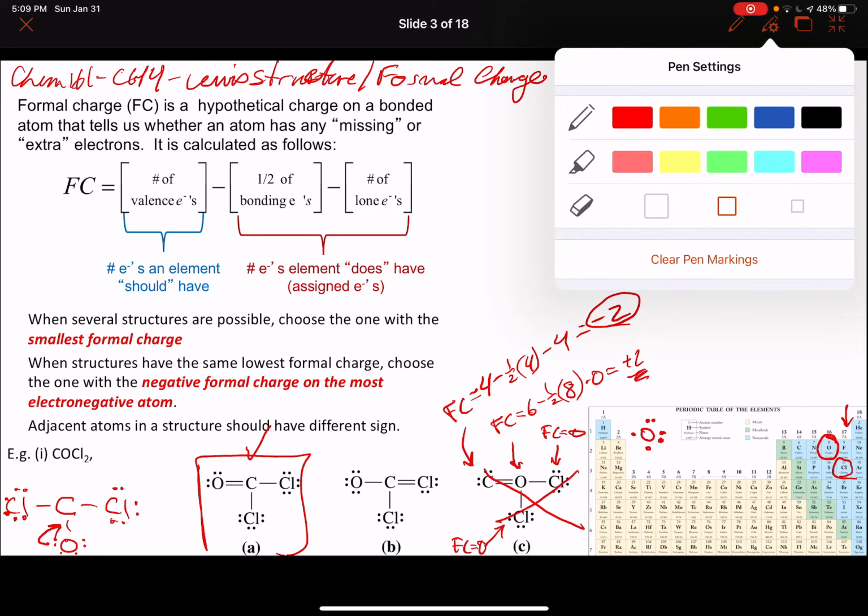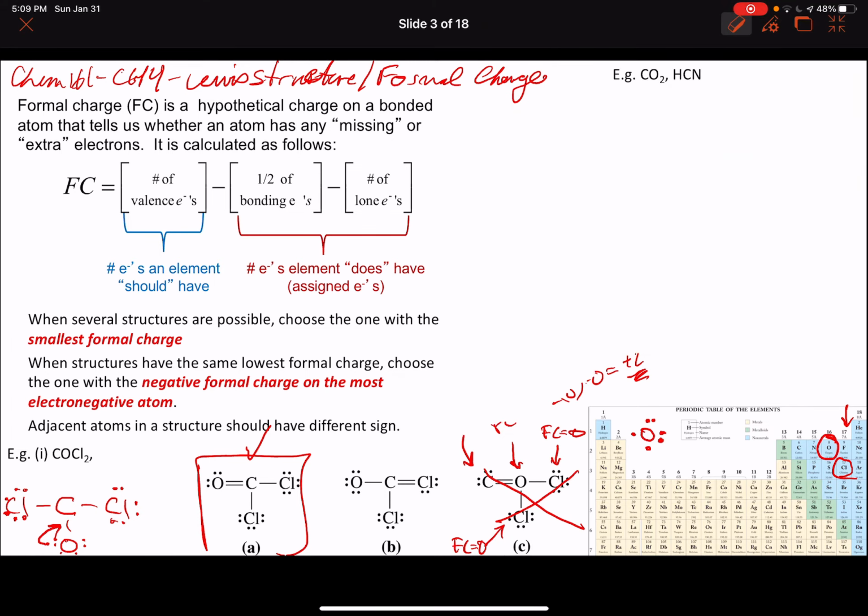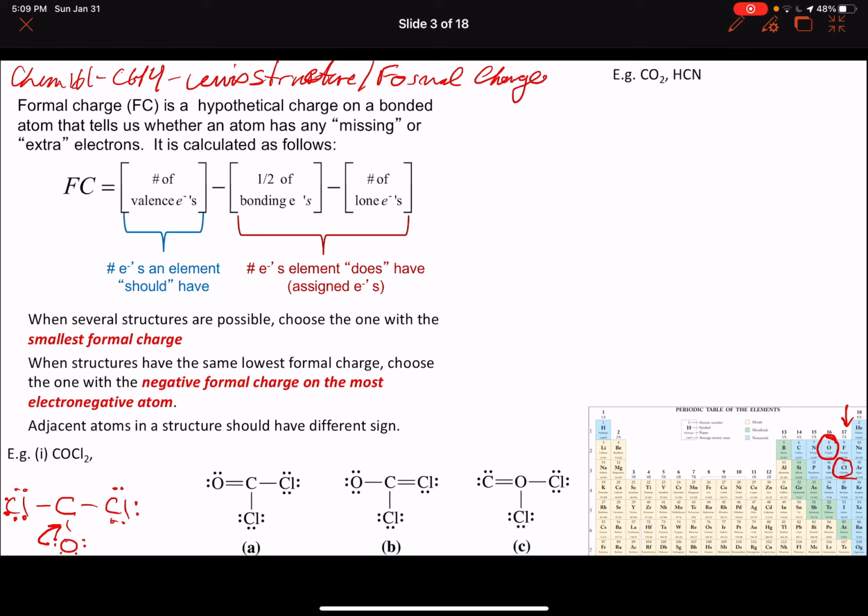Okay, so again, it is very useful to use your Rule 7 from your previous rules to help us rationalize the formal charge of options that drop out of our Lewis structure rule set for developing those options. So let's take a look at another example. So we'll look at CO2.